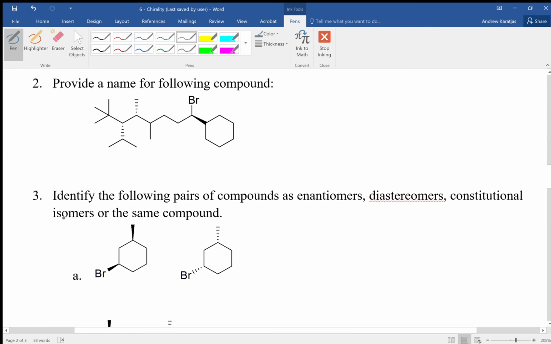All right, question 2, we're looking for a name for the molecule that's provided. And anytime we're doing naming, that also means that we need to account for stereochemistry. Before we can do that though, we have to find our parent chain. And our parent chain goes straight across here. And that's 8 carbons for octane.